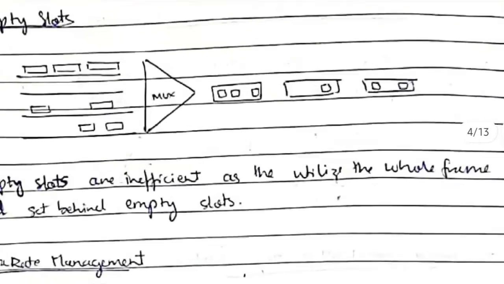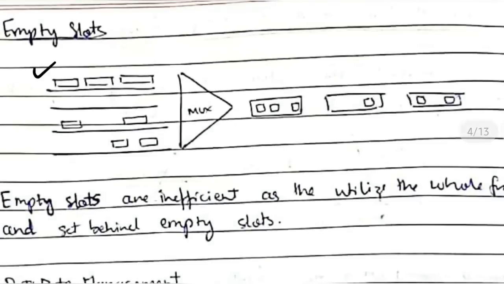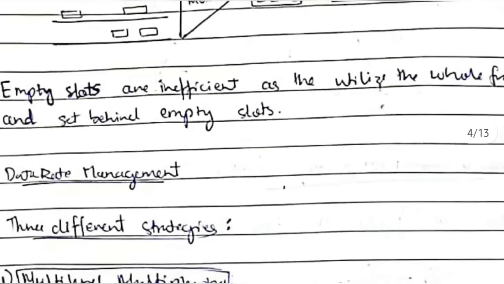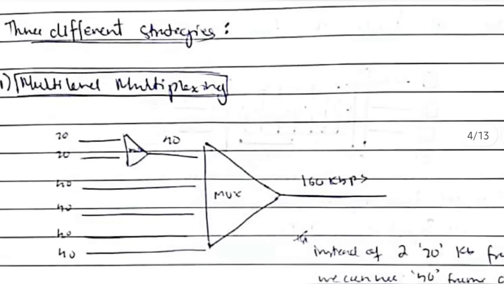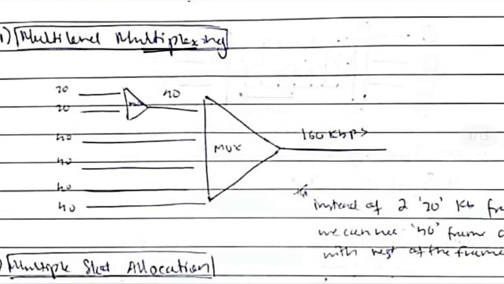The next one is empty slots. See here, three signals are getting transferred, but in some of the signals there are some empty gaps here. So due to that, in each frame there will be some empty slots, which will waste frames. Means memory utilization will be inefficient. So to make it more efficient, we can follow some management techniques like multi-level multiplexing.